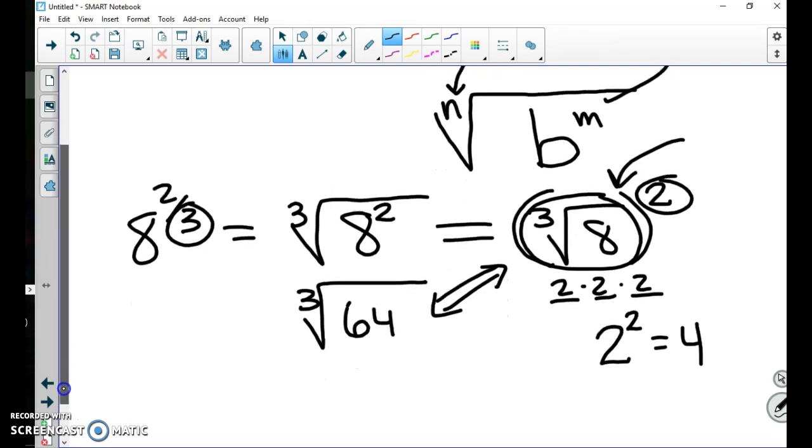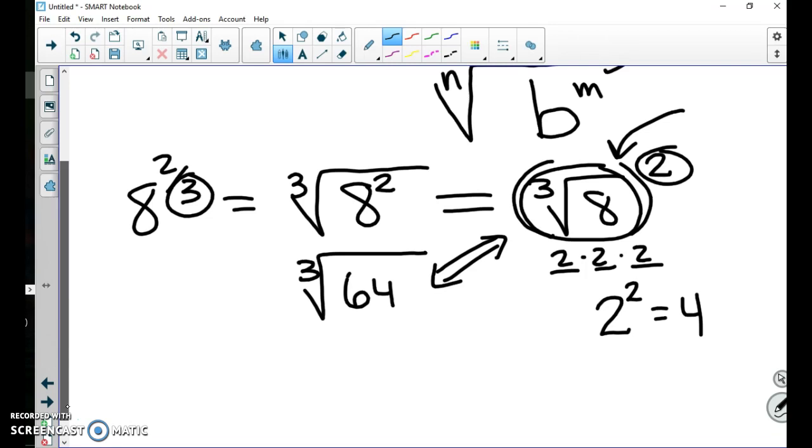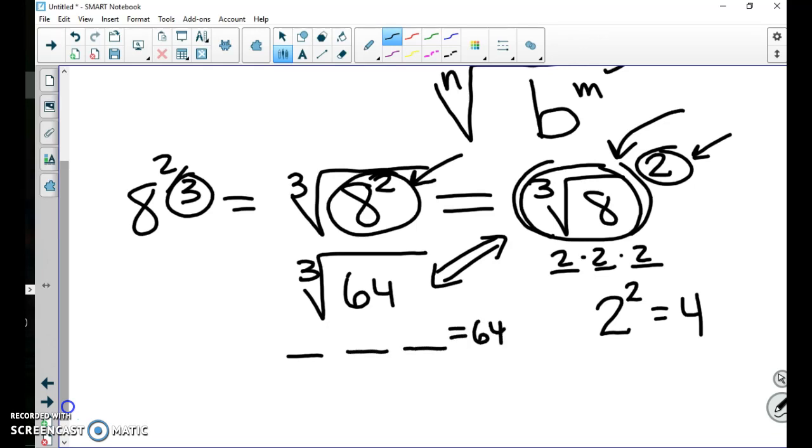Over here on the left side, the first one we did, we squared first. Over here we squared last. So in squaring first, now we're saying what times what times what is 64. And we know that to be 4. 4 times 4 times 4 is 64. Again, our solution is 4. 2 different ways to get to it. You need to pick the way that's easiest for you.